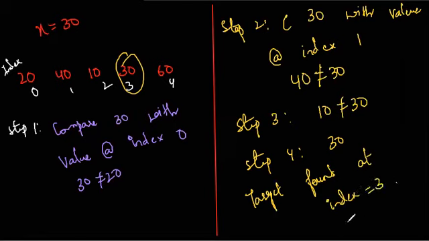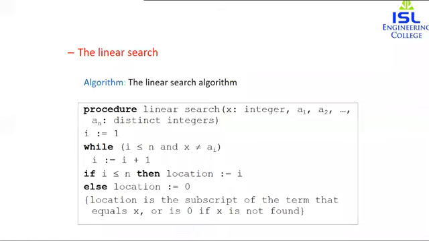This is the way we can take an example. Now let's see the algorithm for the same. The linear search procedure: the name of the algorithm is linear search, so mention that. And what is the input? The input is the search element.